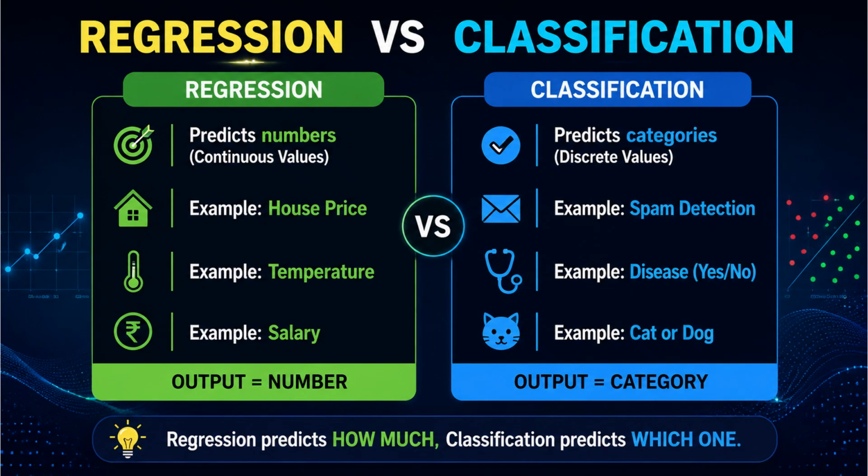Regression, which we are going to discuss in this video, predicts numbers, that is continuous values, while classification predicts categories, discrete values. Example here is house price, the actual price in numbers, while here it is spam detection, whether it's spam or not, category. Here another example is temperature. What is the actual temperature value? Here it could be disease, yes or no. Example here is salary, again the actual salary. Here example cat or dog. Please don't think it is only binary, as we have already discussed. It could be cat or dog or tiger also. So here the output is a number, here the output is a category.